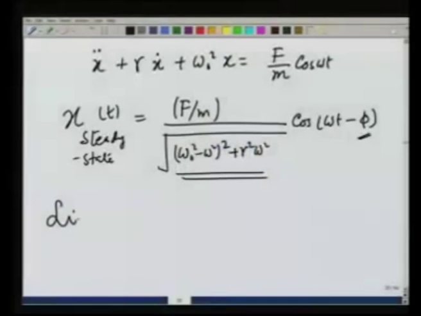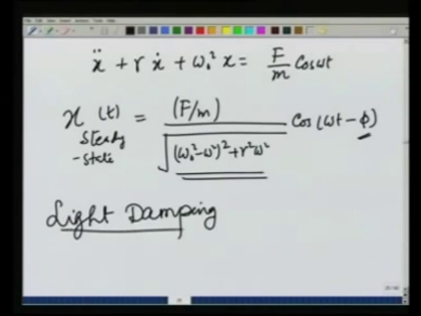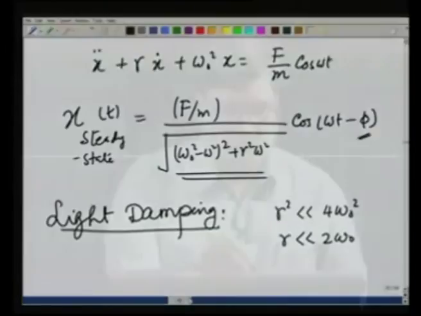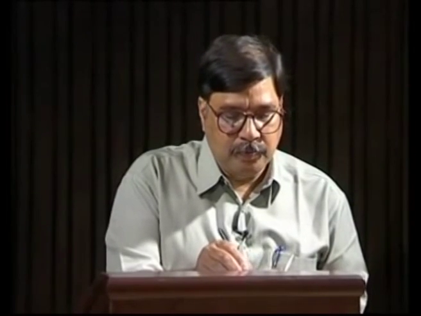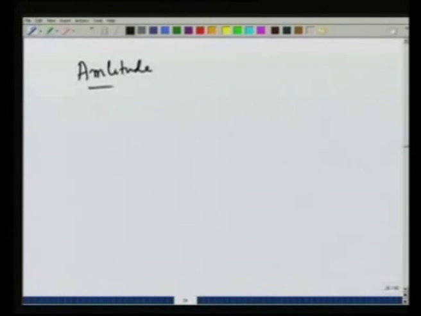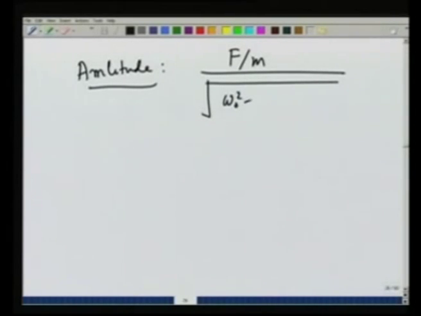Let us first take the case of light damping and see what happens in this case. Remember, this case is where gamma square is much less than 4 omega 0 square, or gamma is much less than 2 omega 0. So, the amplitude in this case is f over m divided by square root of (omega naught square minus omega square) whole square plus gamma square omega square.